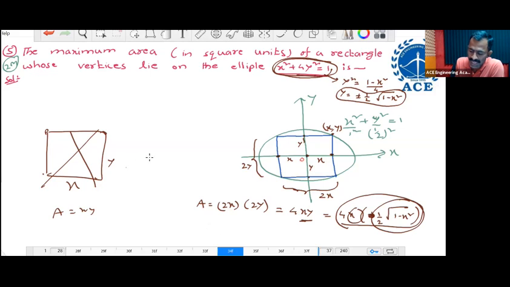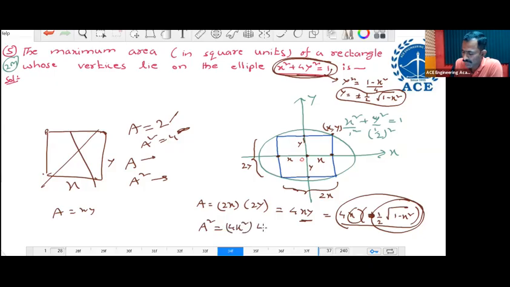Because if a is maximum, then a square will also be maximum only. Let us suppose a is 2. If it is maximum, a square will also be maximum only. 2 square, that is 4. That is why let us take the function as a square equal to 4x square into 4y square. Because of 4y square, directly we can replace the 4y square with 1 minus x square only. 4x square into 1 minus x square. Here no root. In an easy way we can find the derivatives.